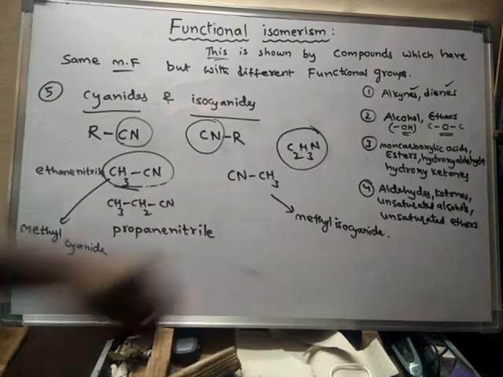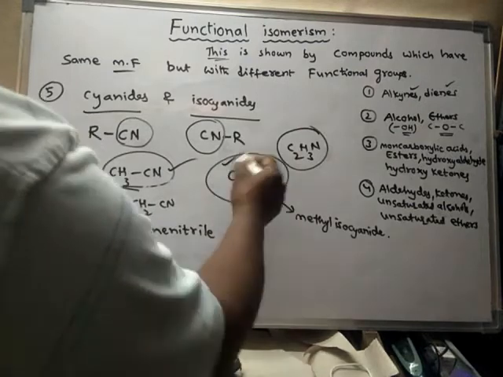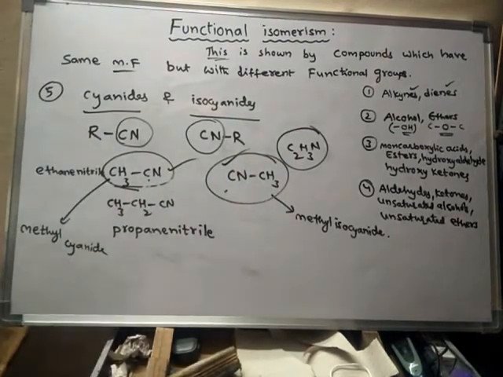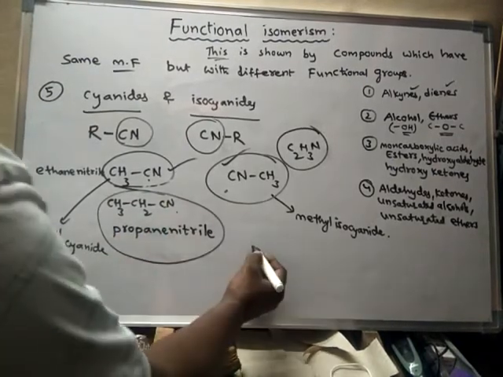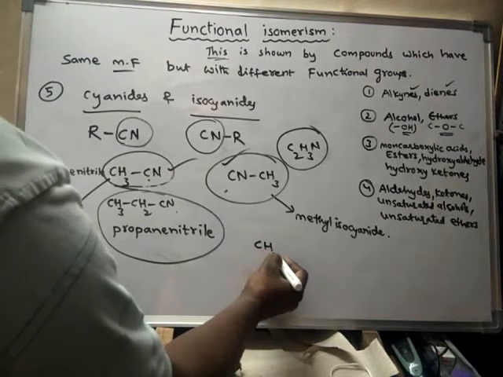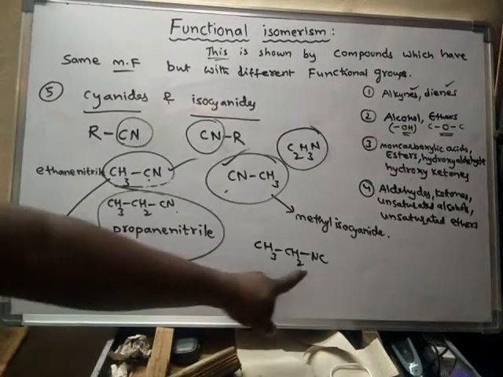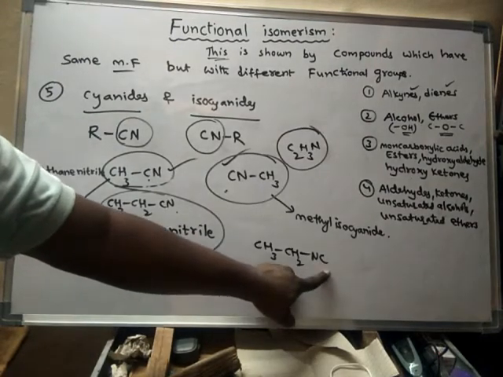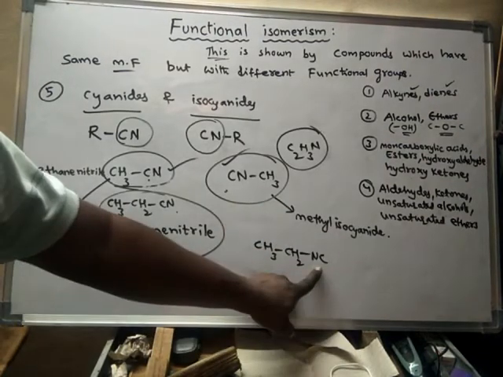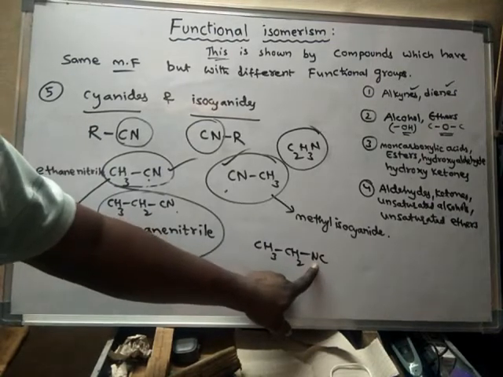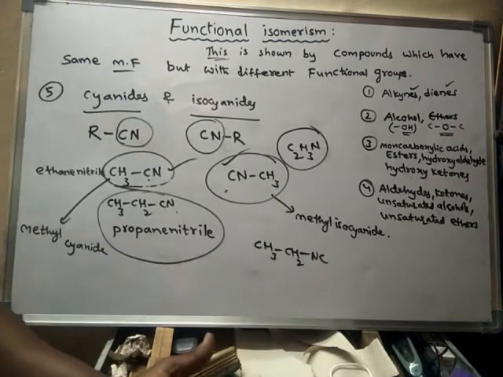So these two are said to be functional isomers to each other. This is a functional isomer to this one, and this is a functional isomer to this one. Now, what is the functional isomer of this one? I can write it like this: CH3CH2NC. Here the connection is through nitrogen. Remember, you may write CN or NC, whatever the way you write it, the connection should be through nitrogen. If the connection is through nitrogen, then it is said to be isocyanide.